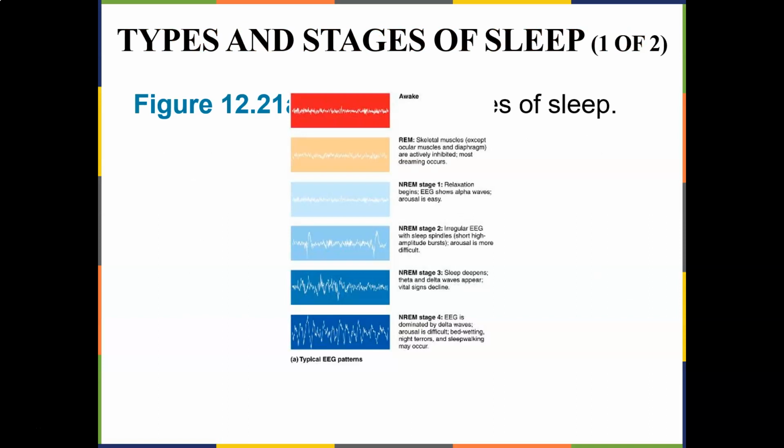Okay, so the types and stages of sleep. Again, you're awake. Then you have REM, where skeletal muscles, except ocular muscles and diaphragm, are actively inhibited. Most dreaming occurs in REM. In non-REM stage 1, relaxation begins. EEG shows alpha waves. Non-REM stage 2 has irregular EEG with sleep spindles. In NREM stage 3, sleep deepens, and theta and delta waves appear. And then in non-REM stage 4, EEG is dominated by delta waves. Arousal is difficult. Bedwetting, night terrors, and sleepwalking may occur in stage 4.